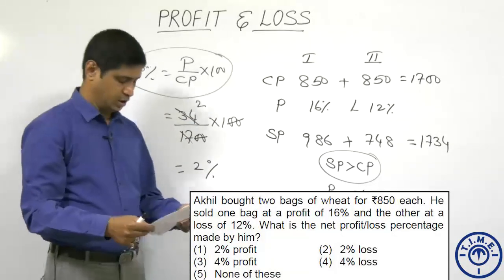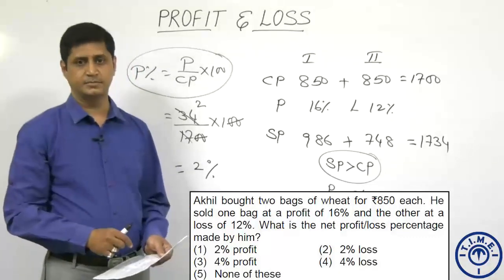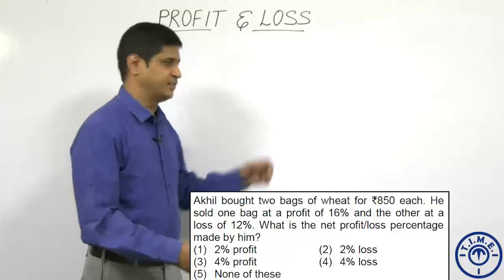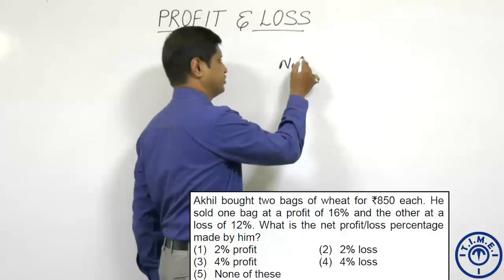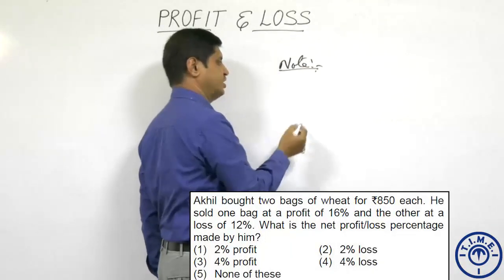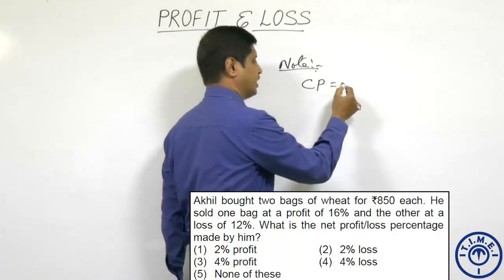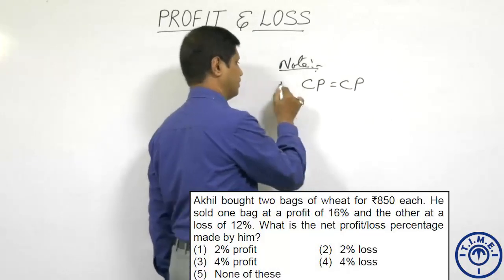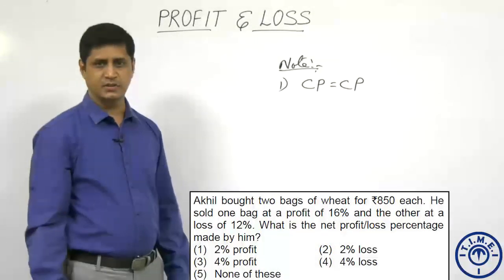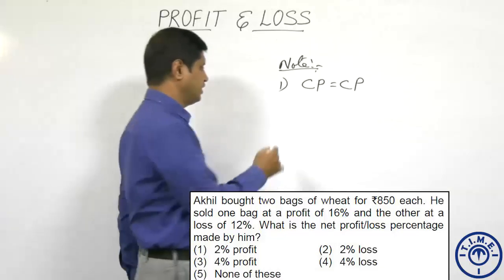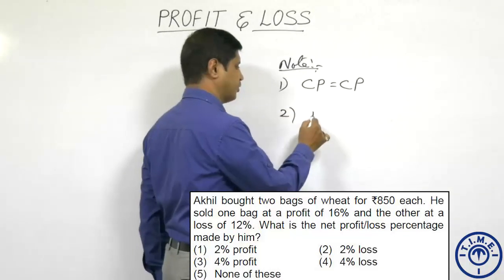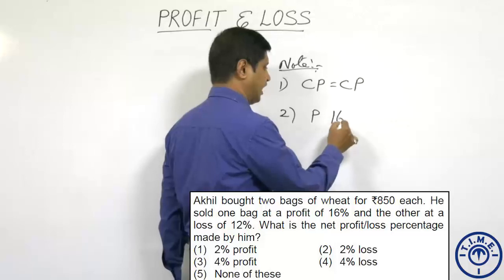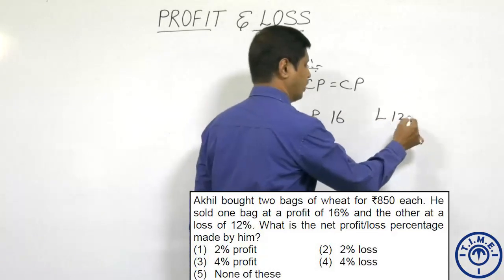Now what is the right choice? Option 1. We can answer the same question in another way. Now look at the conditions here. What is the condition here? The cost price of the 2 articles is the same. What is the first condition? Cost price of the 2 articles is the same. Now what is the percentage of profit? Percentage of profit is 16 and the percentage of loss is 12.